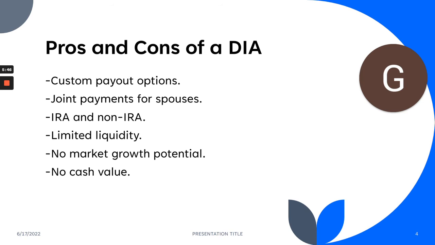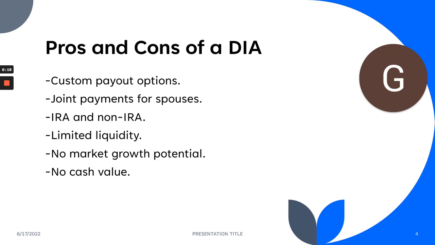As I mentioned before, one of the pros here is the custom payout options. You're allowed to have some flexibility when it comes to the payout dates that you select, for tomorrow, or maybe 20, 30 years from now, for example. If you want to adjust that to start receiving income streams today, you can adjust the income payment start date so that you receive a portion of those payments today versus tomorrow.